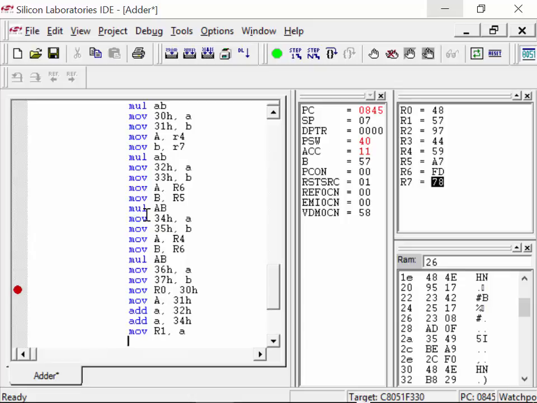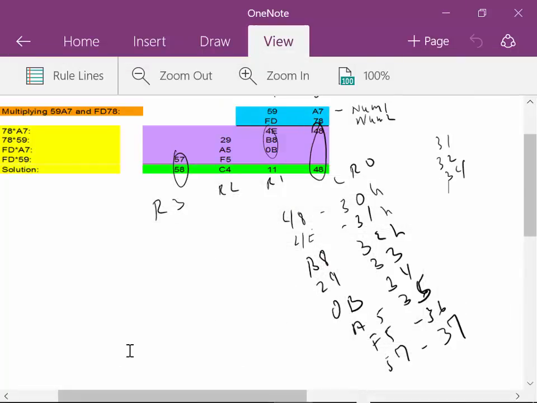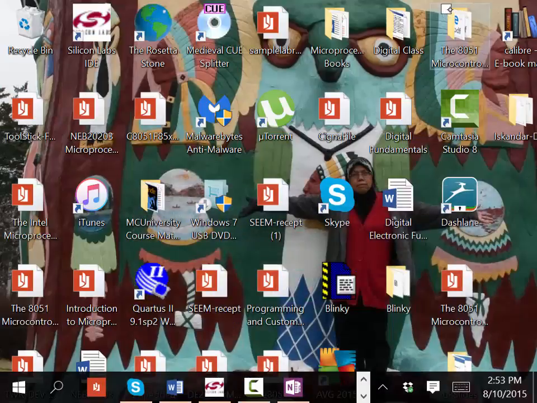Now, at this point, we need to move back into A. What do we need to add for our next group right here? Our next group is 29. That's location 33. I'm doing this one right here. 33. A5, which is 35. And F5, which is 36. So those are the three locations, 33, 35, and 36. Right here at this point here.